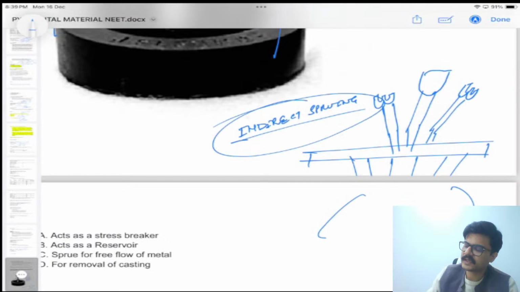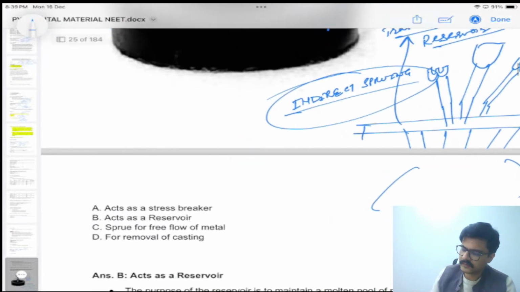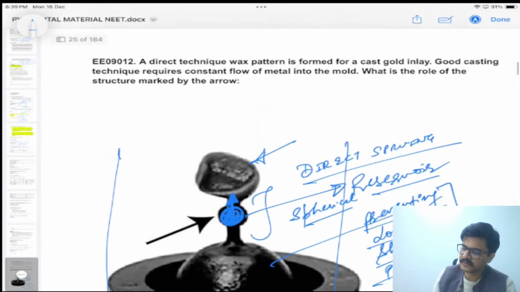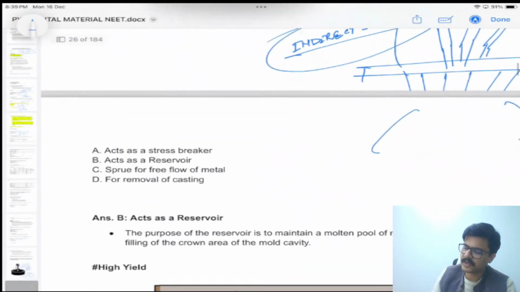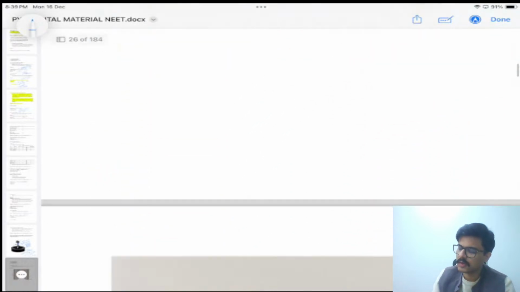So you can get an image-based question asking what is this assembly? Is it direct sprueing or indirect sprueing? This is indirect sprueing. What is the kind of reservoir here? This is a horizontal or a transverse bar reservoir. Again, the function is the same, prevention of localized shrinkage porosity. So obviously the answer here is very simple, guys. What is this? This is a reservoir, and I have discussed all the possible MCQs that come from this kind of an image. Right, guys?